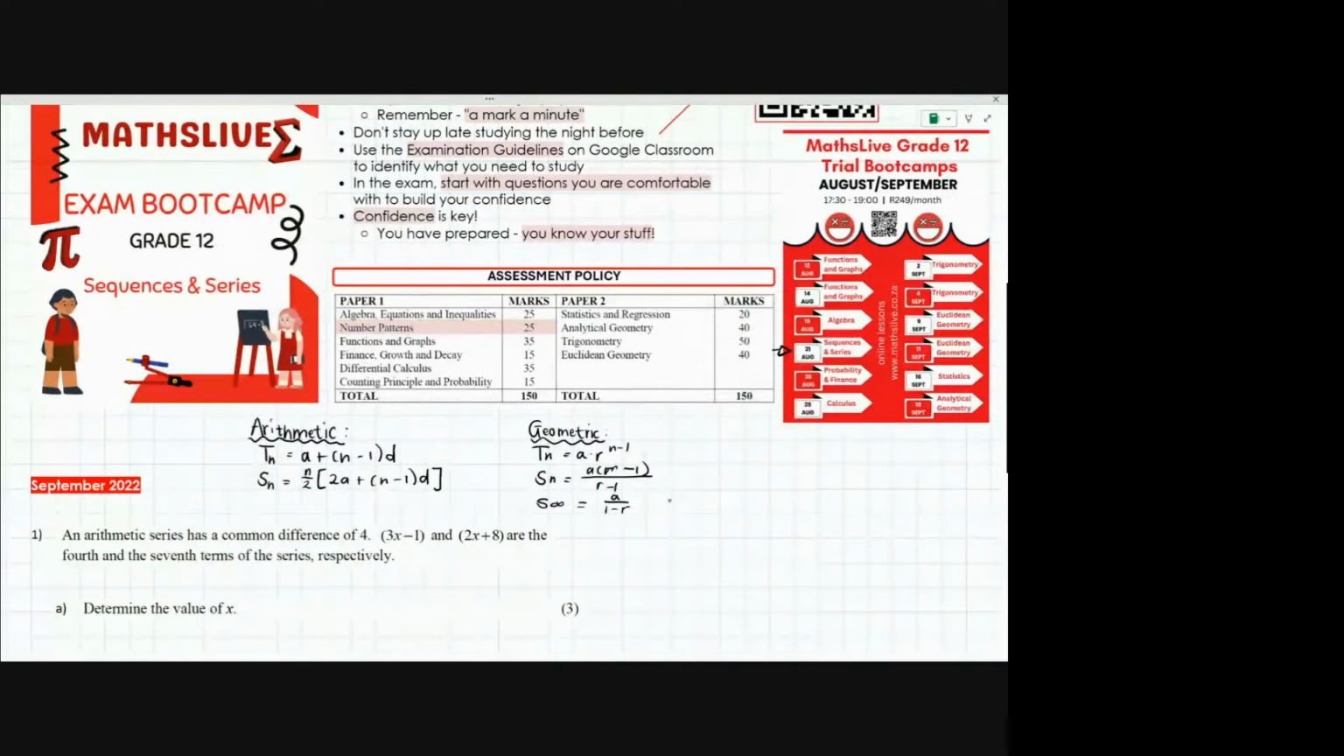So just with sum to infinity, just remember that this is only when your R value is between -1 and 1. That is what a converging series is. So if your R value falls between -1 and 1, then we would be able to find the sum to infinity. But otherwise, it's just your normal sum formula.